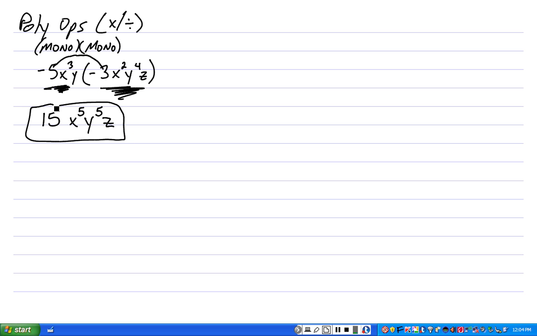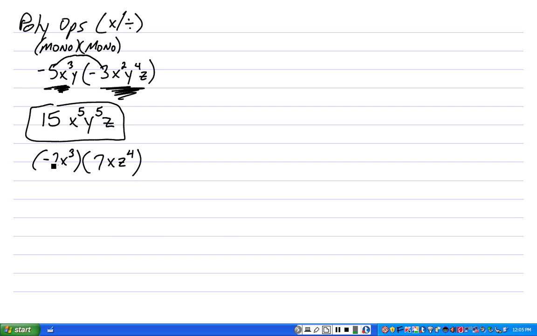Let's look at another one. Let's say we have negative 2x to the third times 7x z to the fourth. Alright, so again, you want to start off by multiplying the coefficients.